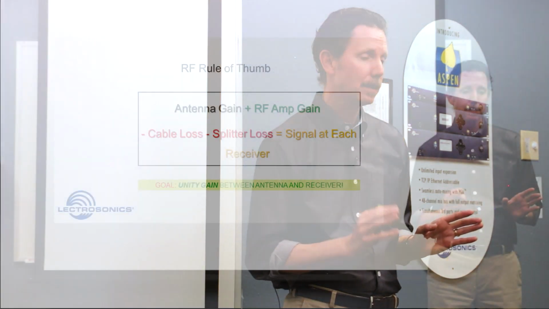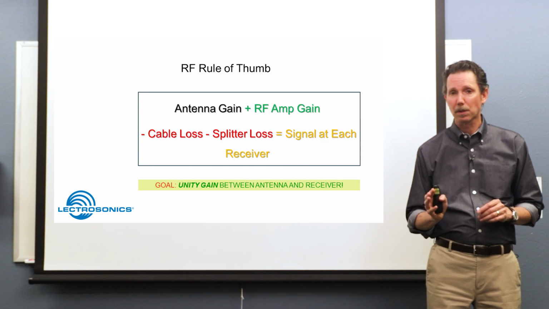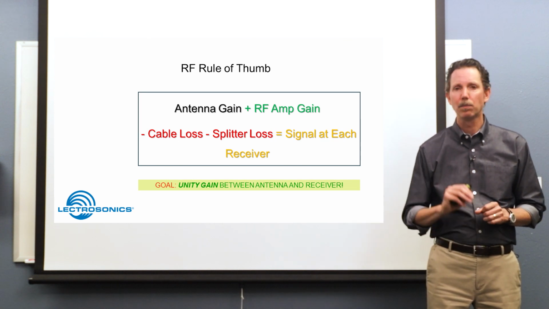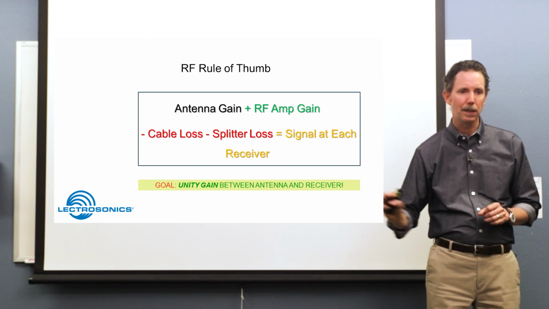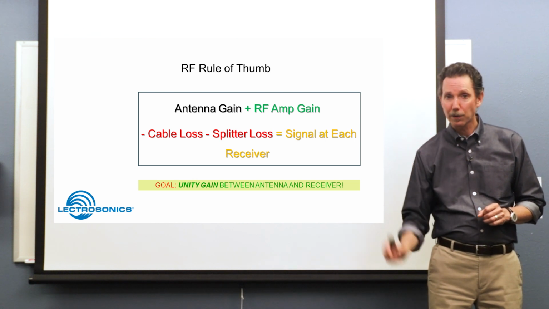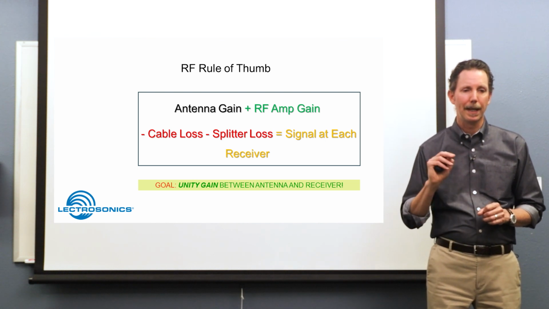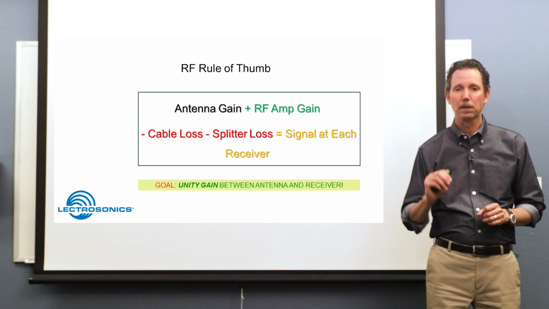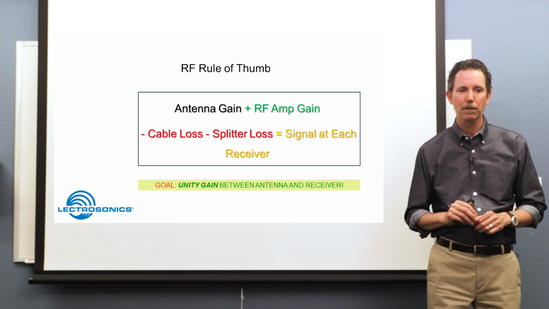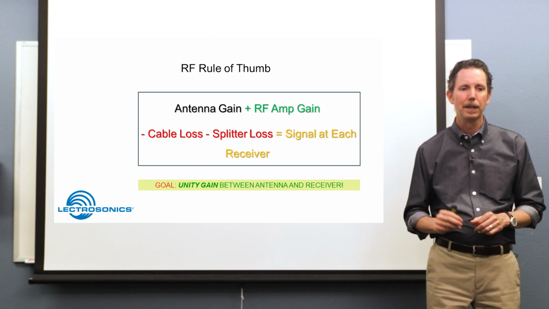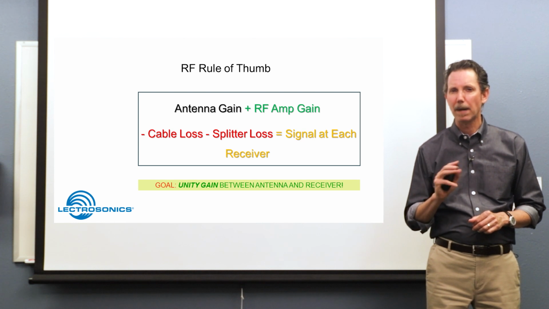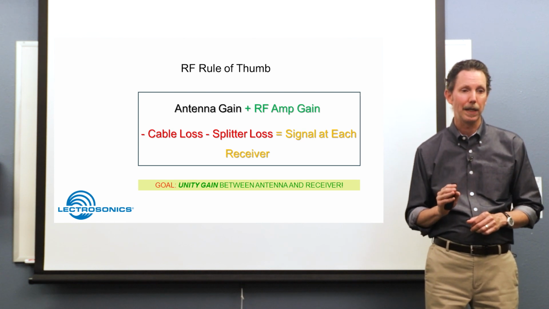So there's a rule of thumb that I want you to keep in mind, and that is that antennas, directional antennas, have a little bit of gain. RF amps, sometimes if you have a very long cable run, you might need to boost your RF before sending it down the cable. Then you have loss through the cable itself. Then if you're using passive splitters to split your signal into various receivers, those have loss as well. So that's the simple math involved with figuring out your RF gain structure.